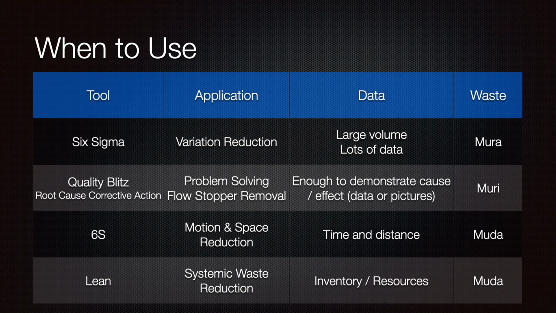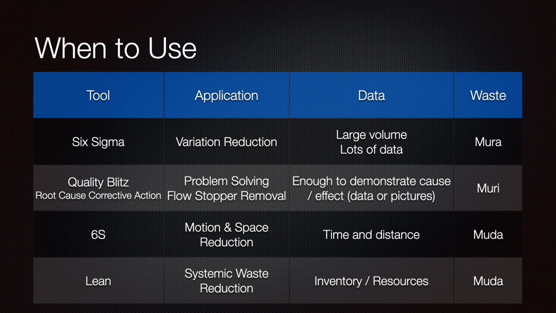The Quality Blitz, and that is root cause corrective action. It's also used for general types of lean, just do it projects, things like that. It's good for problem solving. It's good for flow stoppers and showing how you did a before and after type of condition.